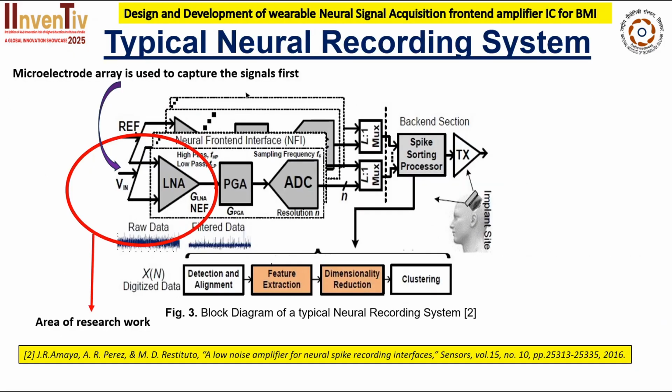So this is the typical neural recording system, where you can see the signal is fed to the LNA from a microelectrode array, and the LNA will eliminate the noise and amplify the signal to a certain level. After that, it is fed to the PGA, programmable gain amplifier. If the gain of the LNA is not sufficient, the PGA block is used to boost the gain for further processing, and after that the ADC is used to convert it to digital form, and further backend processing is done.